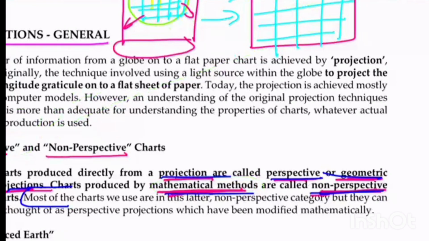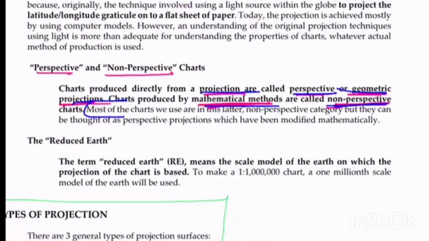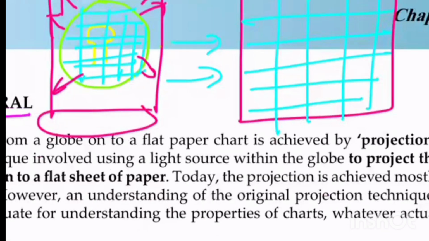Continue. Most of the charts we use are in this latter, non-perspective category, but they can be thought of as perspective projections which have been modified mathematically. So in this chapter, whatever charts we are going to deal with are initially perspective. They are based on the light source. But later some mathematical adjustment is done. The moment you do some mathematical calculation in this chart to show areas correctly or to represent navigation function correctly, it becomes a non-perspective chart. Okay?